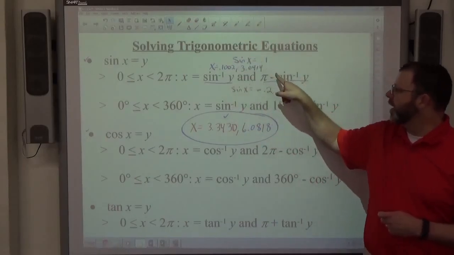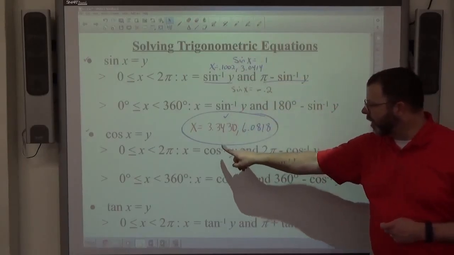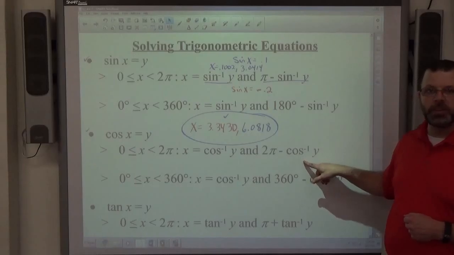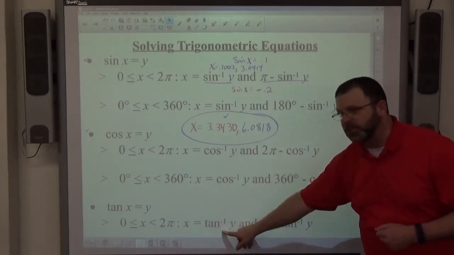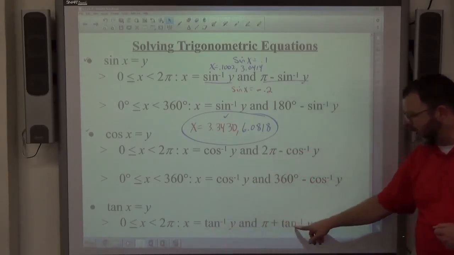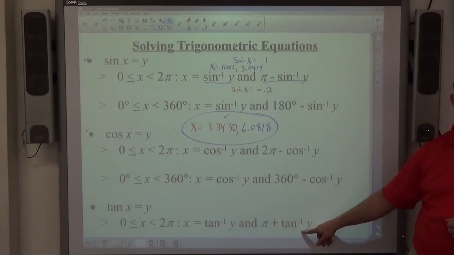That gets you answer 1. That gets you answer 2. For cosine, that gets you answer 1. 2 pi minus answer 1 gets you answer 2. Tangent inverse gets you answer 1. Pi plus tangent inverse gets you answer 2. Okay, so different trig functions have different rules.